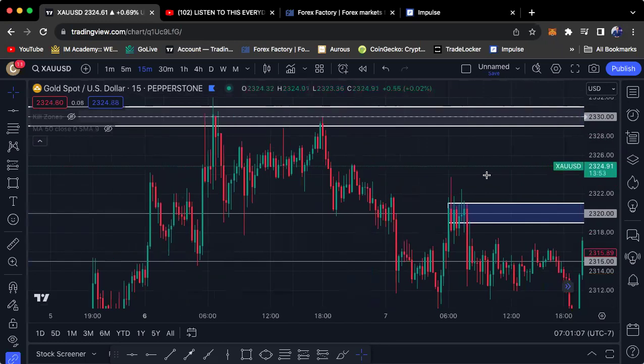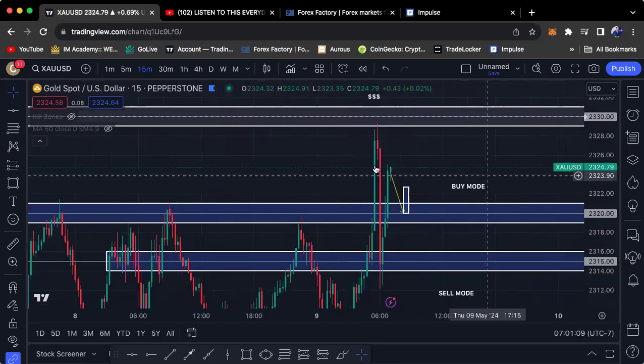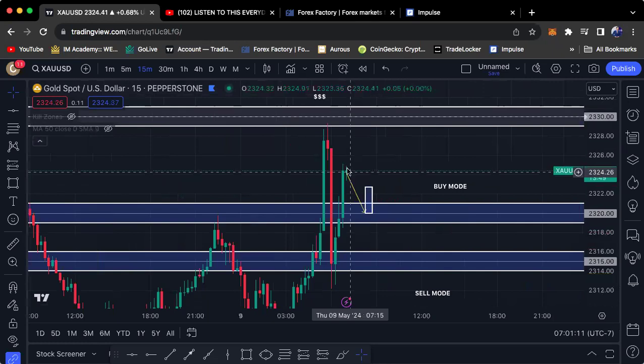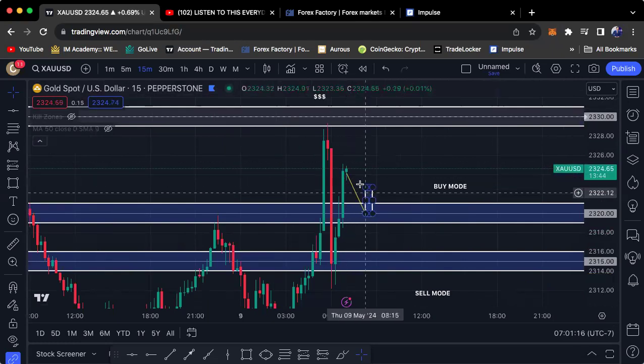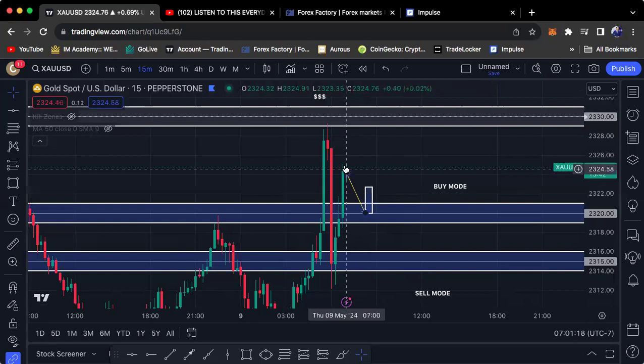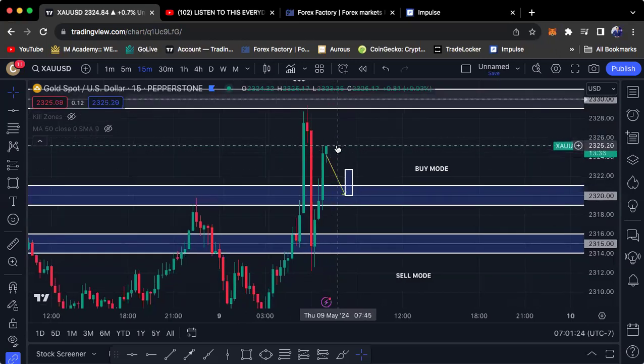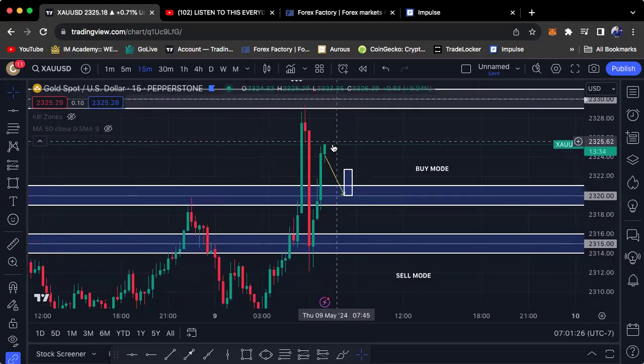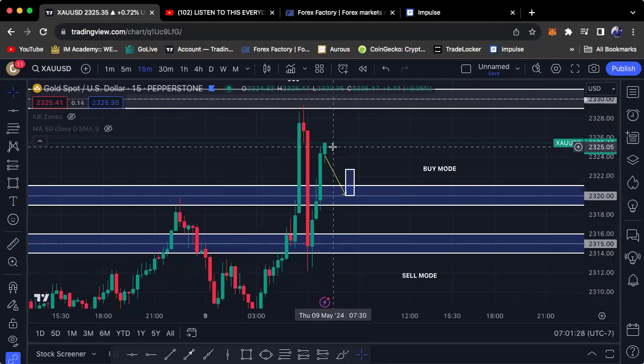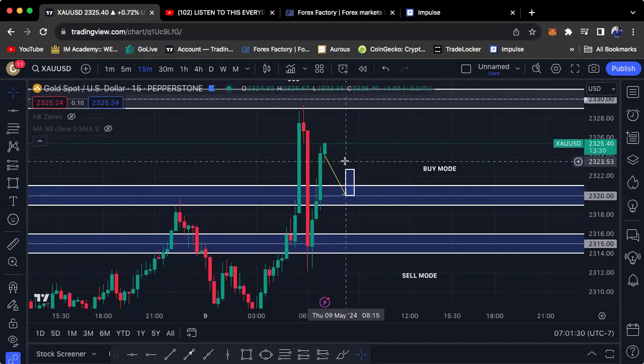Okay, so wait for that retest. Price has to come back down. Every time there's a break of structure, it has to come down. It has to retest. What goes up must come down. It has to come back down to retest.